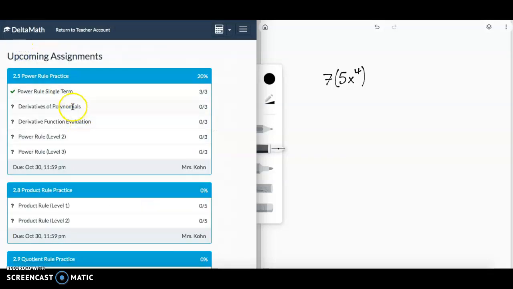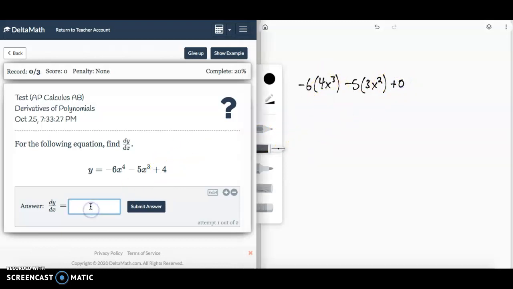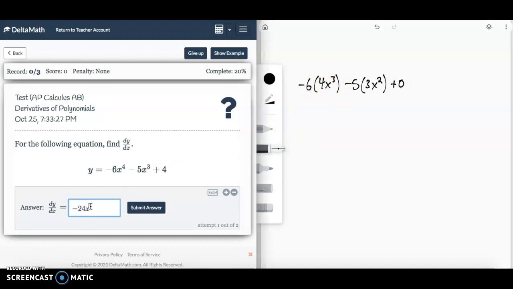Okay, let's go do some polynomials. So these ones you have to do each of the pieces, right? So if I do it, -6 and then 4x cubed minus 5, 3x squared. Derivative of 4 is, that's a constant, so it's 0. So I'll end up with -24x to the 3rd minus 15x squared.